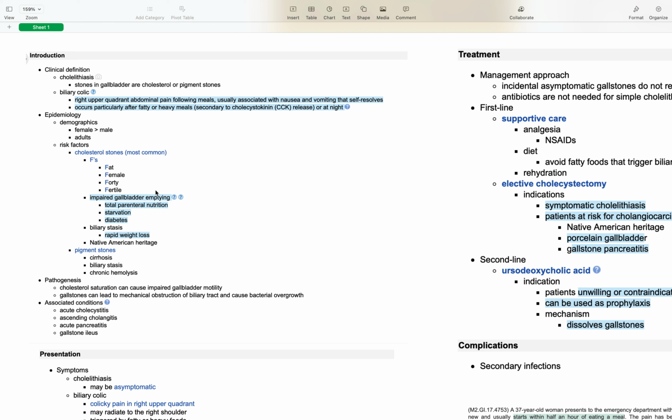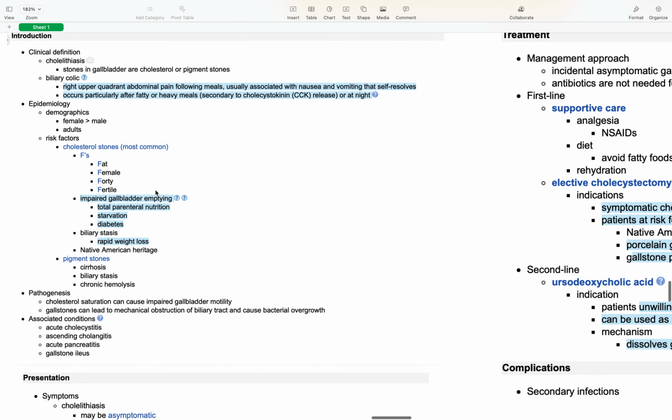Cholelithiasis may be asymptomatic sometimes, or may present with biliary colic. So, what is biliary colic? Biliary colic is right upper quadrant abdominal pain following meals, and usually the meals here are very fatty or heavy meals. This right upper quadrant pain is accompanied with nausea and vomiting that self-resolves.